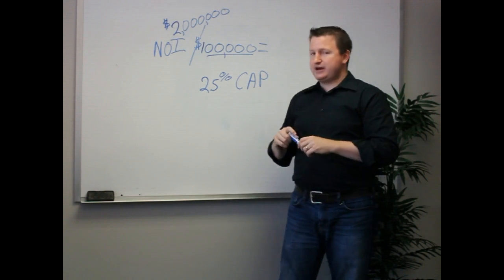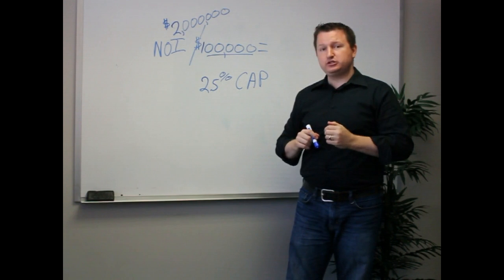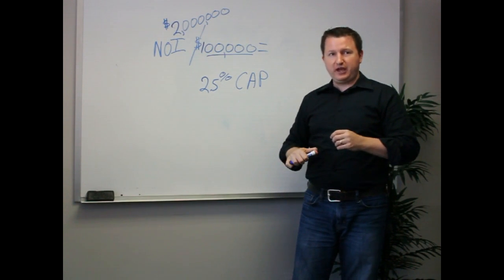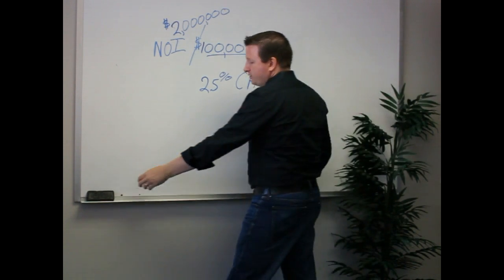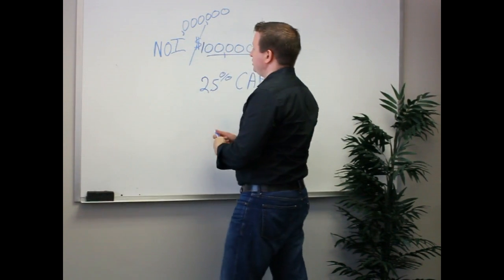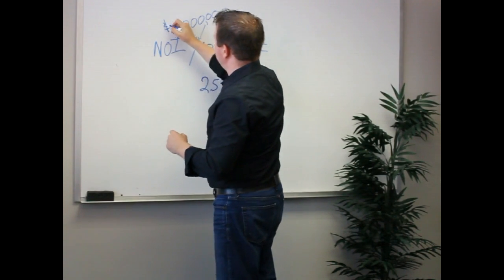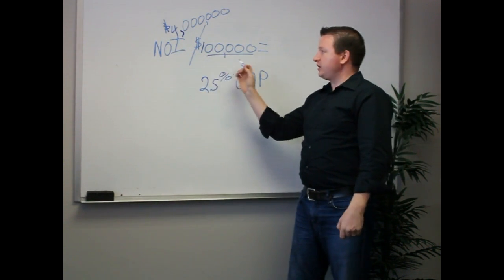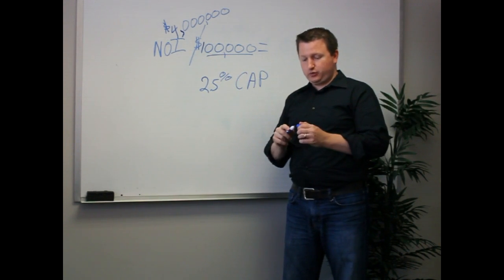But if we move this down, how much do we have to increase the purchase price in order for us to have a 2.5% cap rate? Remember, the lower your cap rate goes, the higher your purchase price goes exponentially, not just a little bit. We have to go to a $4 million purchase price. A $4 million purchase price with a $100,000 NOI gives us a 2.5% cap rate.